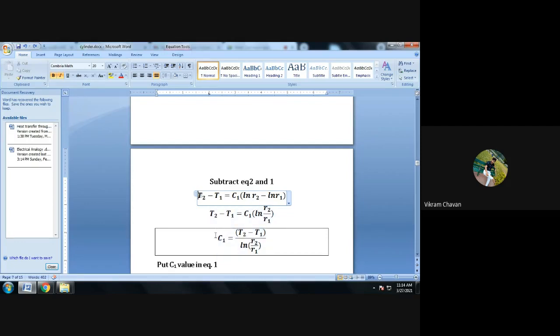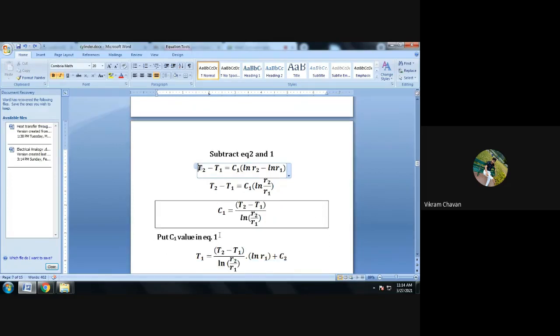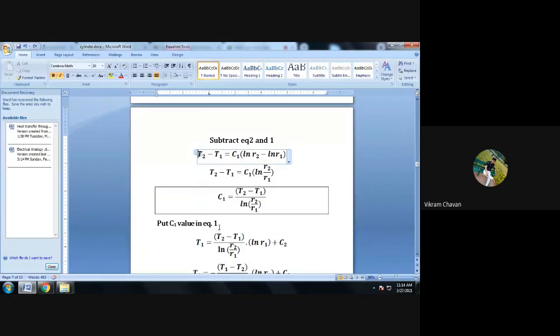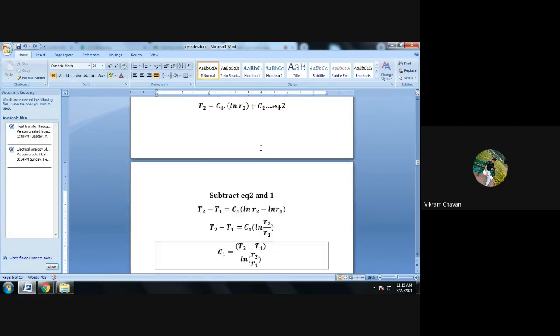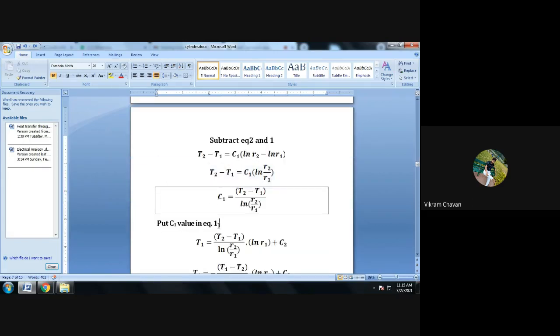Then further, put this C1 value in one of the equations, number 1 or 2, to determine C2. For that reason, we are putting C1 in equation 1. Our equation number 1 is T1 is equal to C1 multiplied by ln of R1 plus C2. In that equation, we put the value of C1, which will provide the C2 value.